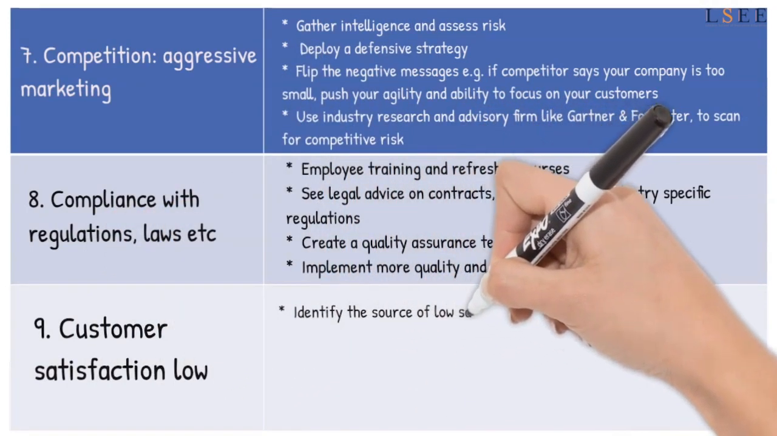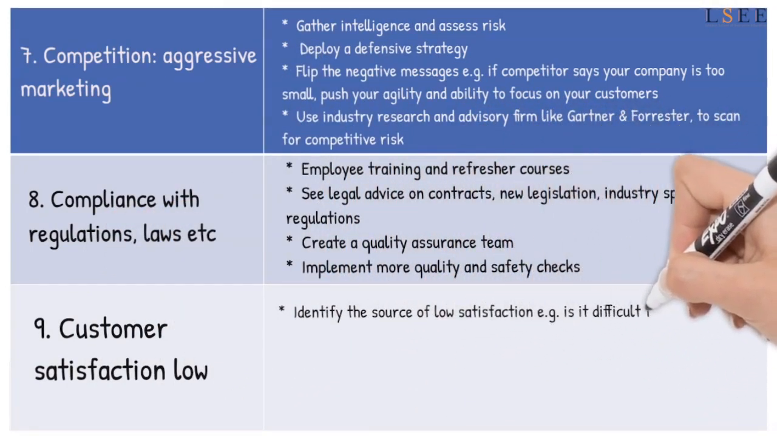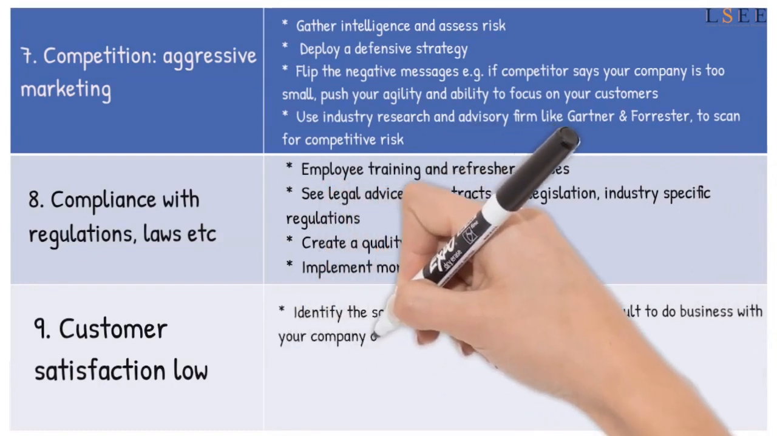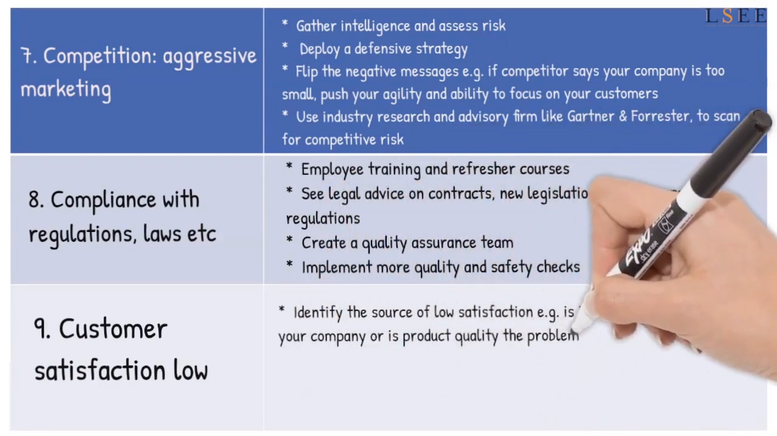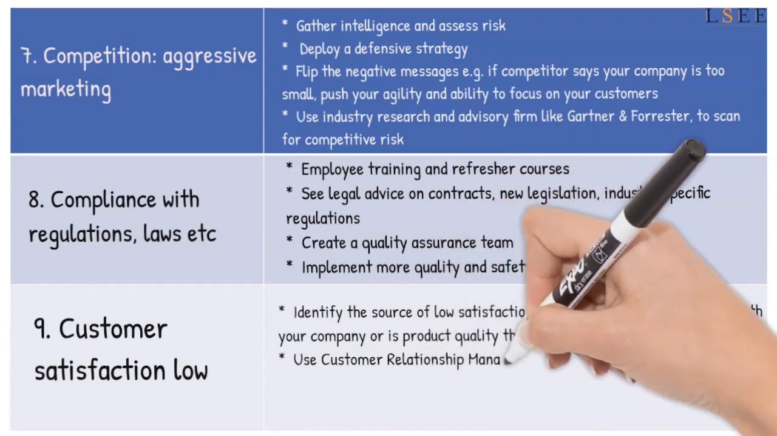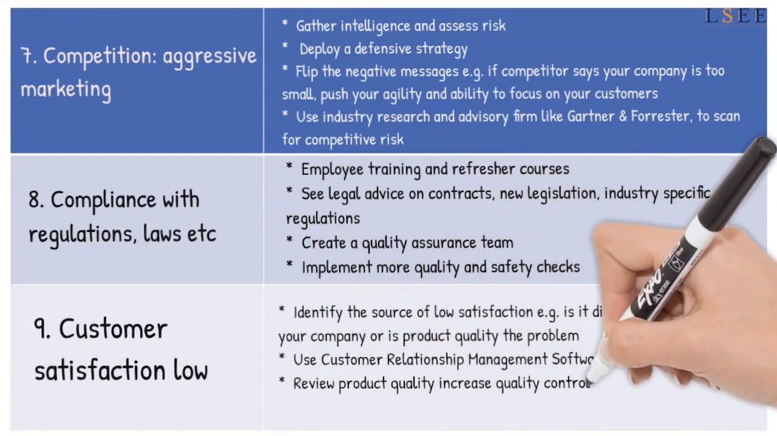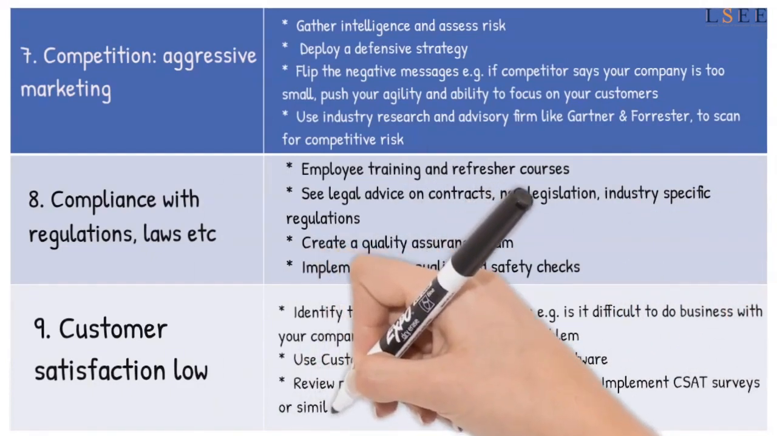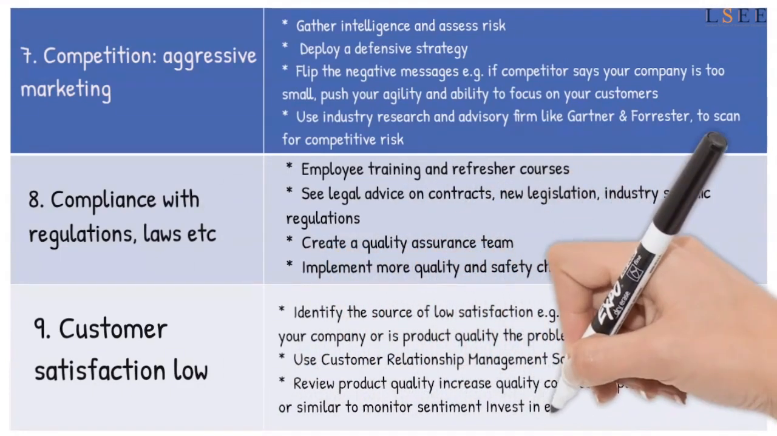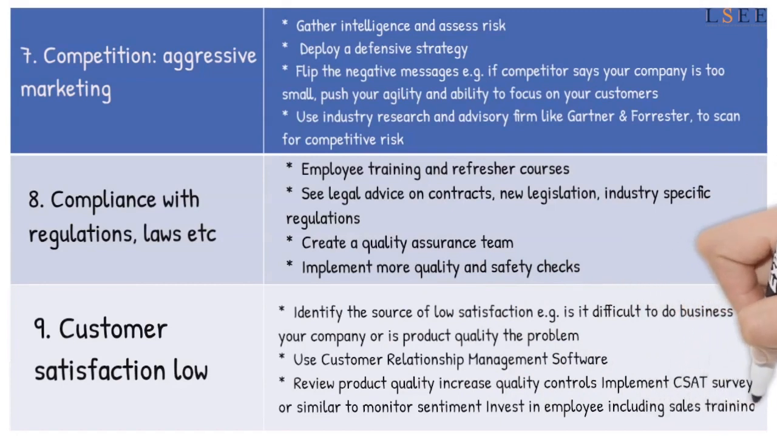9. Customer satisfaction low. Identify the source of low satisfaction, e.g. is it difficult to do business with your company or is product quality the problem? Use customer relationship management software. Review product quality, increase quality controls, implement CSAT surveys or similar to monitor sentiment, invest in employee including sales training.